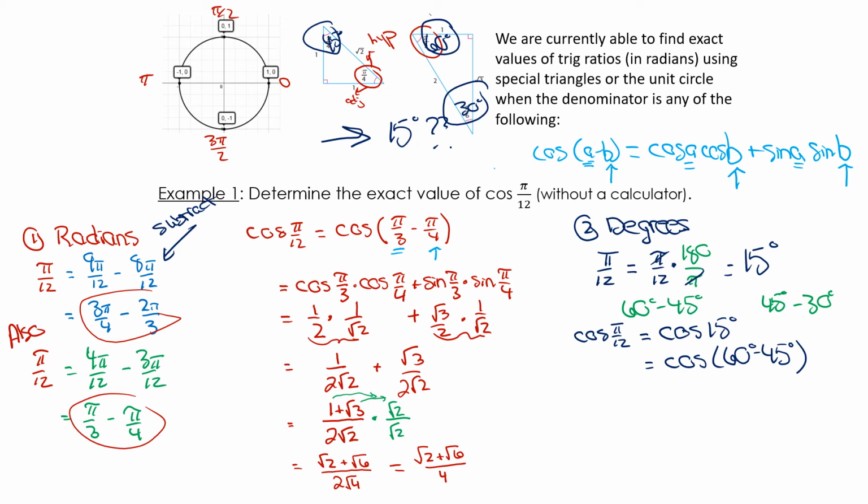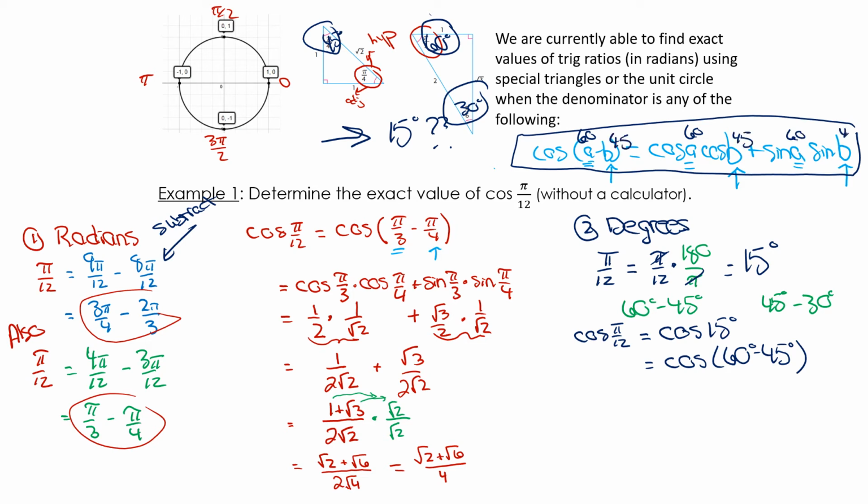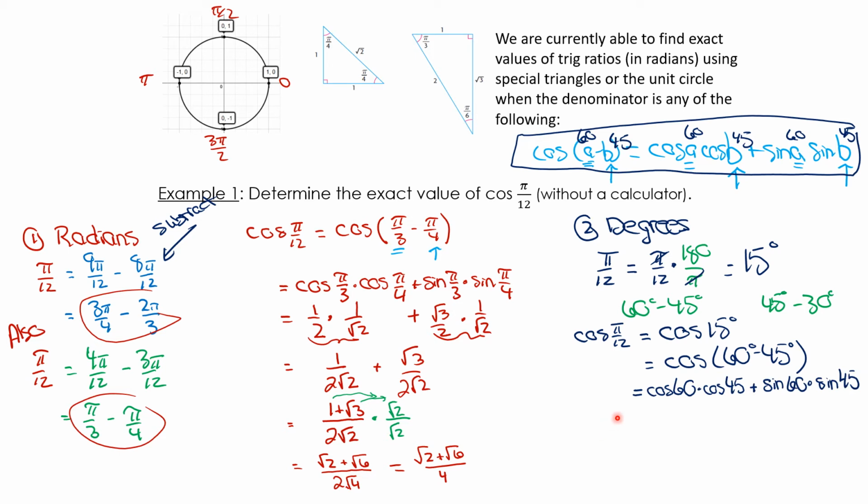Okay, now remember, you don't distribute. I'm not going to distribute that cos into the brackets. What I am going to do is go up to my formula up here. Everywhere I had an A, I'm going to put a 60. So all these A's are going to turn into 60s. Everywhere I had a B, I'm going to put a 45, 45, 45. So again, press pause, write out the formula using degrees this time. All right, I've got it all written out now.